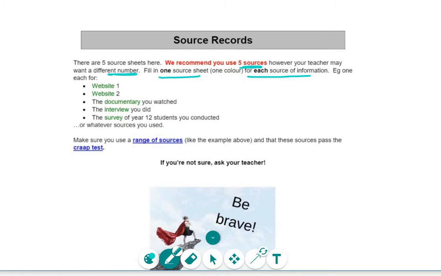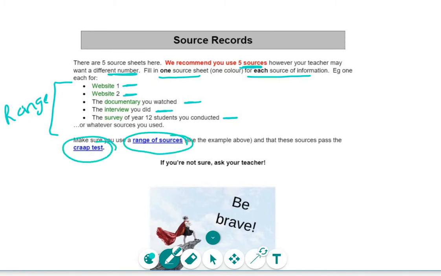So this wonderful student here has got a good range going, different types of information, and he or she might have a source sheet for website 1, for website 2, another source sheet for a documentary, another source sheet for the interview, and another one for the survey of Year 12 students. Okay. I'm emphasizing a range of sources, and that your sources pass the CRAP test. If you are not sure, ask your teacher.